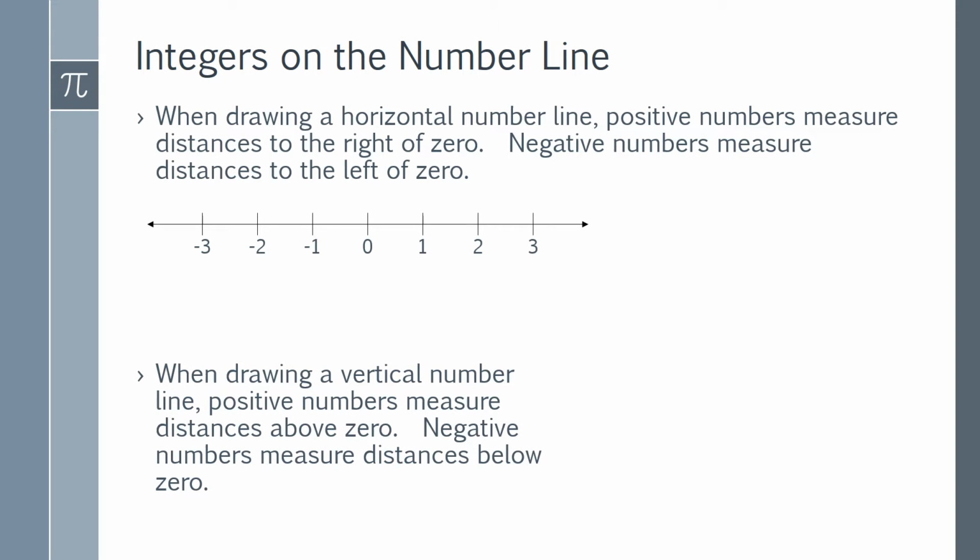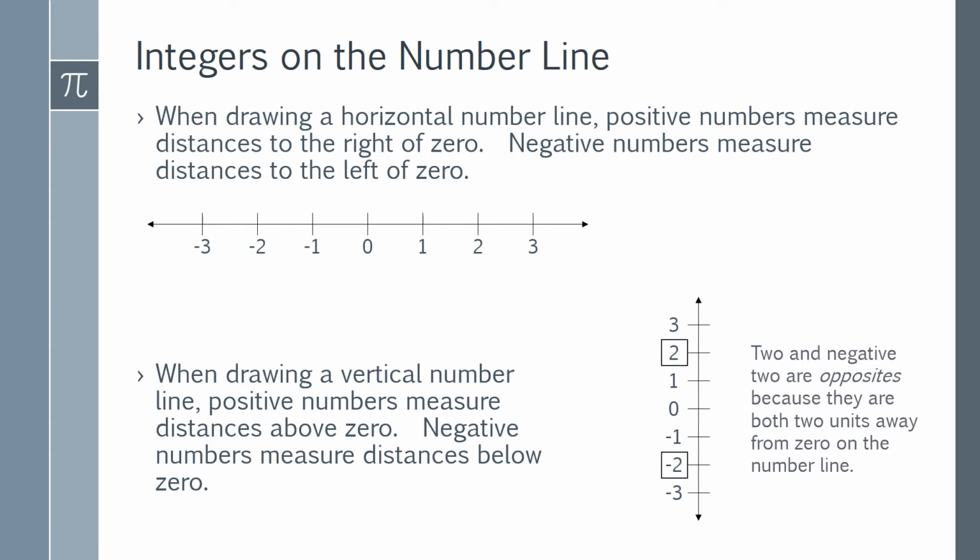When drawing a vertical number line, positive numbers measure distances above 0, and negative numbers measure distances below 0. We can draw our number line. Again, we'll place 0 in the middle, and this time we have negative 1, negative 2, and negative 3 below 0, and positive 1, positive 2, and positive 3 above 0. Let's also take a look at opposites. 2 and negative 2 are opposites because they are both 2 units away from 0 on the number line.